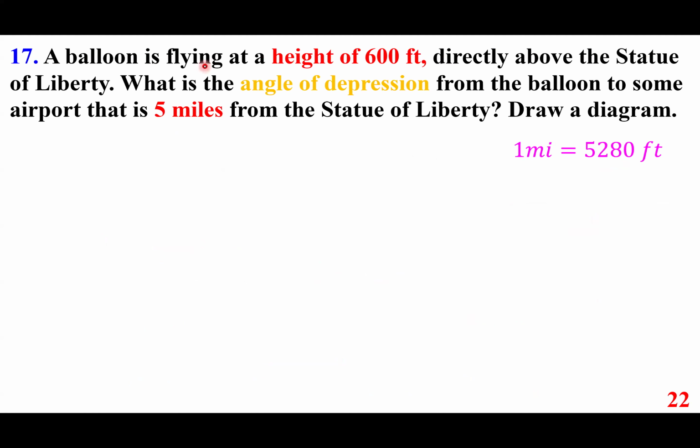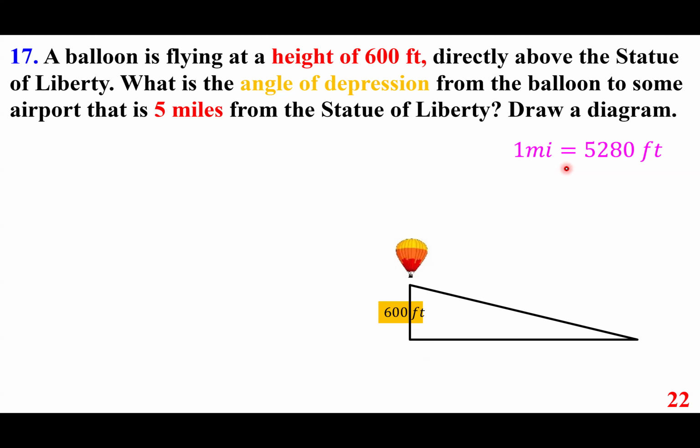A balloon is flying at a height of 600 feet, directly above the Statue of Liberty. What is the angle of depression from the balloon to some airport that is 5 miles from the Statue of Liberty? Draw a diagram and bear in mind 1 mile is 5,280 feet. We should know that when we deal with units, they have to be the same. So here's a balloon, okay, at top of the Statue of Liberty, 600 feet above it. There is an airport 5 miles away.